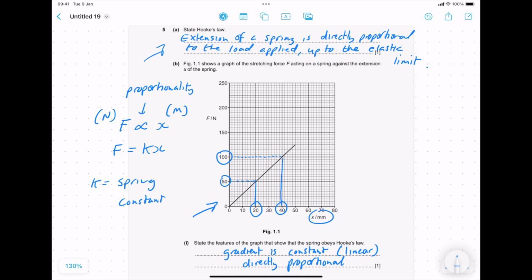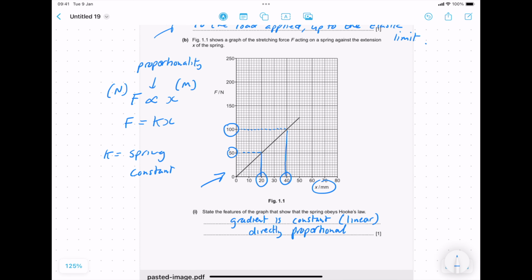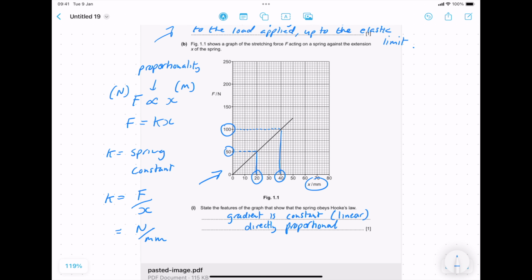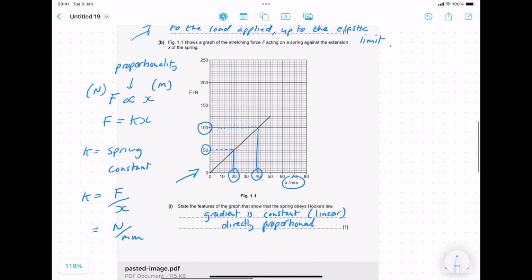It just means when you are working out the spring constant, so if I rearrange the equation, K equals F over X, it's really important you define the unit of the spring constant. So in this case, my unit for the spring constant would come out as newtons per millimeter. Right, so let's take a look at the next bit.